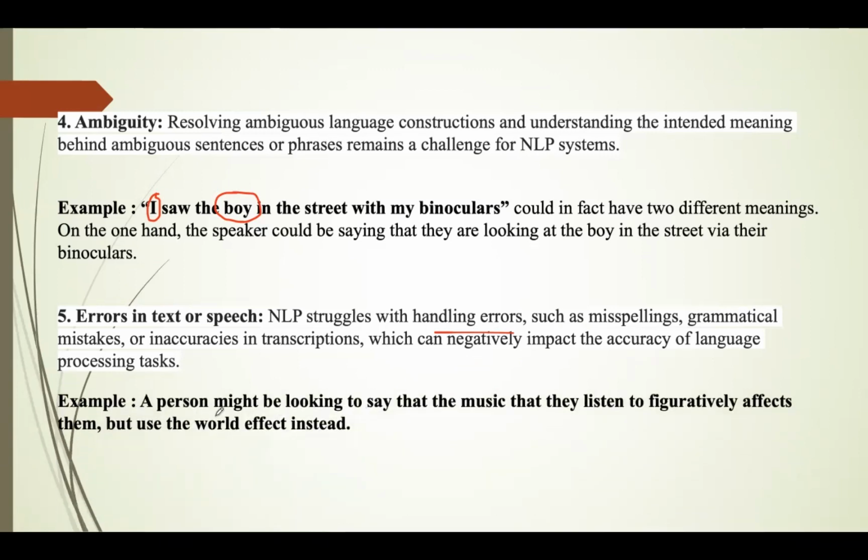If you take this example, a person might be looking to say that the music they listen to figuratively affects them. So in place of this A, if you place E, what happens? Here it seems like a simple error. Human beings would be able to grasp the sentiment of the comment, whereas a software program might take the same sentence to mean that music has had a physical effect on the speaker. So it will consider that music had a physical effect on the speaker. But the intention is wrong, right?